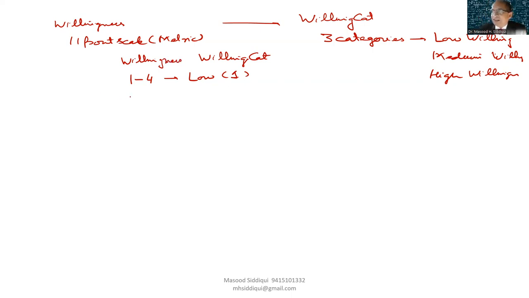And after that, the second category would be 5, 6, 7. The 3 points are there in the medium willingness category with the code 2. And the next one is 8, 9, 10, 11, right? So this would be high willingness with the willing category 3.